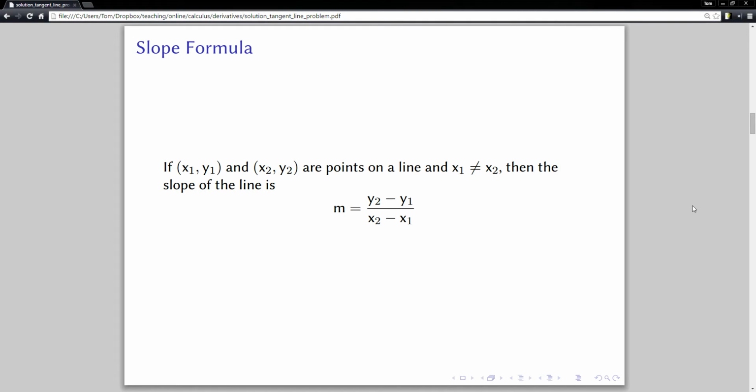So if (x1, y1) and (x2, y2) are points on a line, and x1 is not equal to x2, in other words they have different x coordinates, then the slope of the line is y2 minus y1 over x2 minus x1. And again, these x coordinates have to be different, because otherwise we would divide by 0 here. So we're going to use this to get the solution to the tangent line problem. And so here's the setup for how we're going to do this.